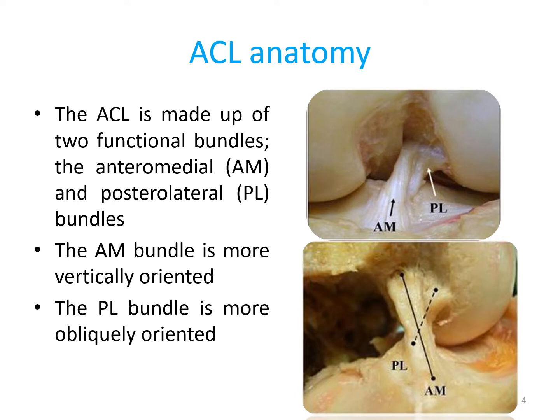ACL is made up of two functional bundles, the anteromedial and the posterolateral bundle. Of course, anteromedial and posterolateral is based on the tibial attachment. The anteromedial bundle is more vertically oriented, moving more posteriorly on the femur, whereas the posterolateral bundle is more horizontally oriented and coming a little bit more anteriorly on the femur. The anteromedial bundle is the main restraint against anterior translation of the tibia on the femur, whereas the posterolateral bundle has a more important role in controlling rotatory stability.